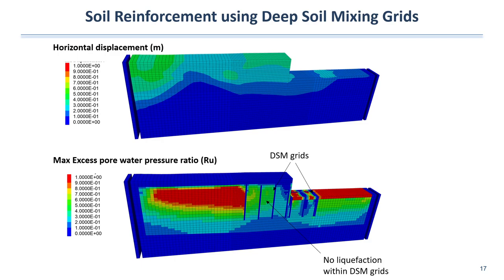So what we see here, the displacement is now much reduced. We don't see liquefaction within the DSM grid. The cut section, what we cut, is right in the middle of those grids. The soil in here is contained by those six boxes, so it shows very small development of pore water pressure. The displacement of the structure will be reduced as well.